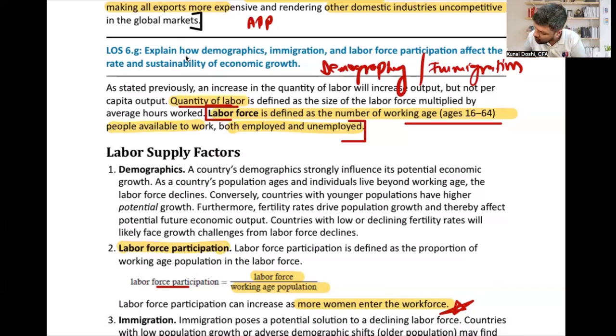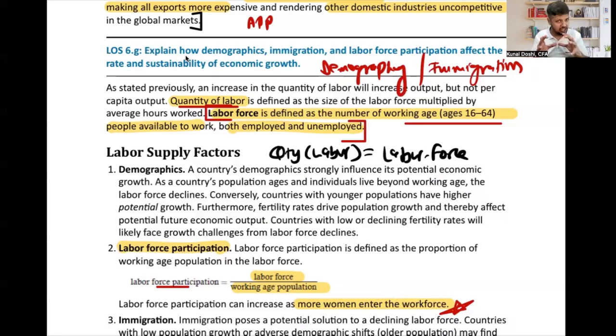So see this, when I say quantity of labor, it is labor force. And what is labor force? Labor force is those who are in the working age population and who are willing to work or available to work, right? Those who are in the working age population and are available to work. That is called the labor force, into the average hours worked. So this will tell me the amount of job that is done. That is called the quantity of labor.